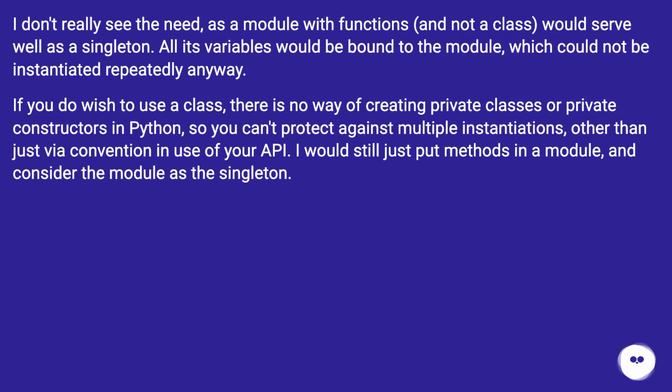I don't really see the need, as a module with functions, and not a class, would serve well as a singleton. All its variables would be bound to the module, which could not be instantiated repeatedly anyway. If you do wish to use a class, there is no way of creating private classes or private constructors in Python, so you can't protect against multiple instantiations, other than just via convention in use of your API. I would still just put methods in a module and consider the module as the singleton.